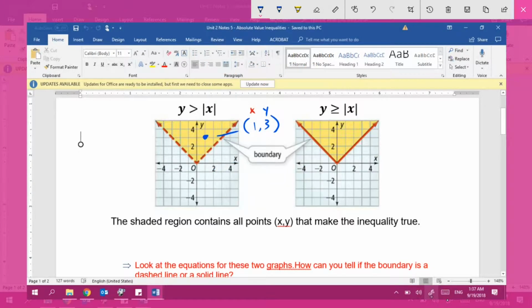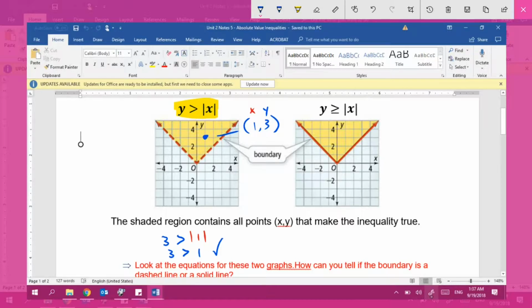So watch, I'm going to put these values into my inequality right here. The y value was 3, then I have the greater than sign, and then absolute value of x, which is absolute value of 1. What is the absolute value of 1, guys? That's just 1. And we got 3 on the left side and greater than. Is 3 greater than 1? Yes, it is. It's true. And so that's what this shaded region is saying. Any point we pick from there is going to be true.